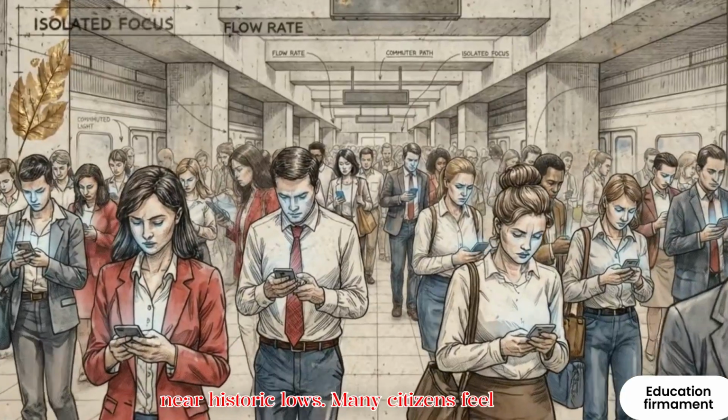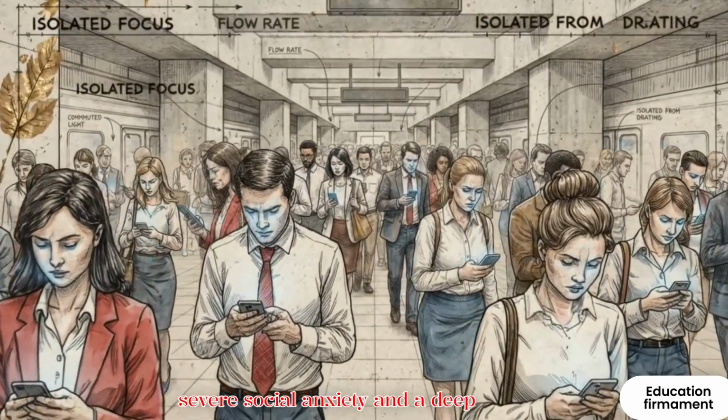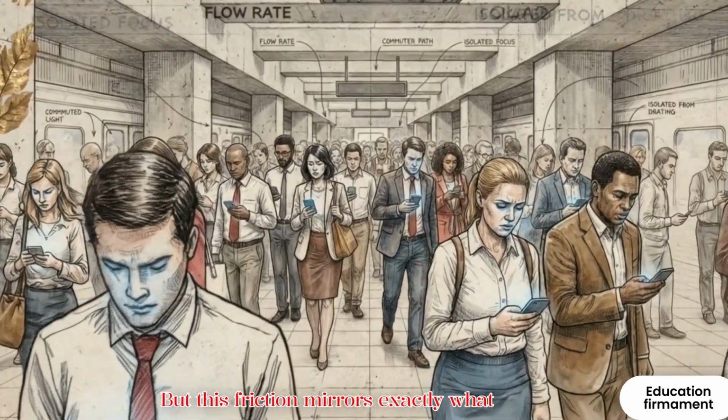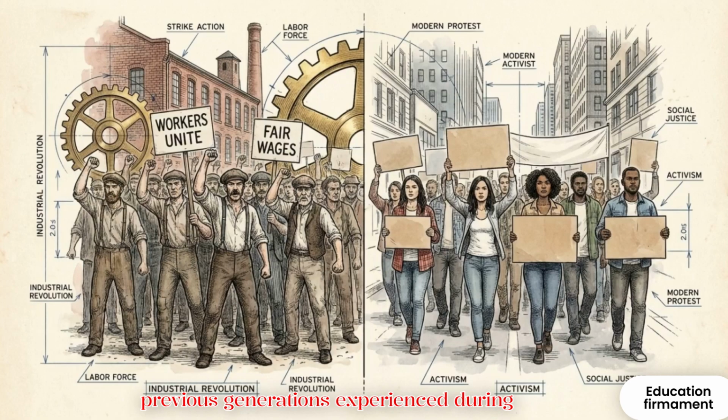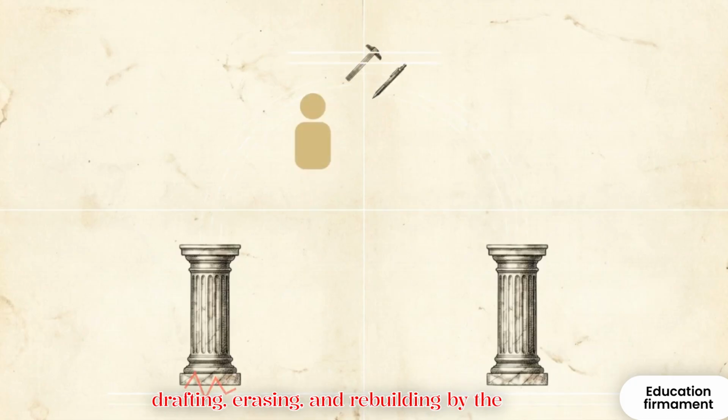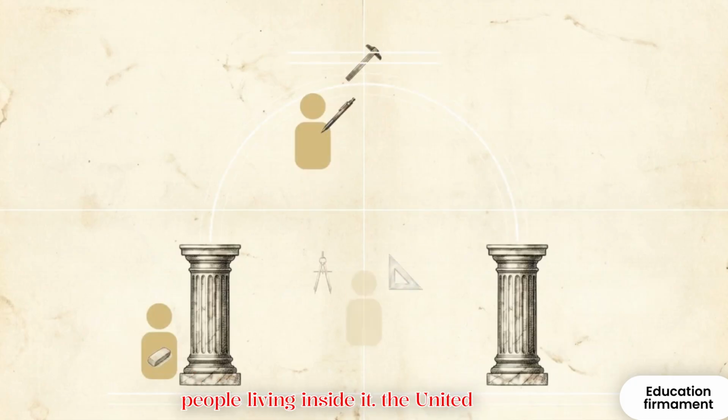Many citizens feel severe social anxiety and a deep cynicism toward establishment politics. But this friction mirrors exactly what previous generations experienced during the Gilded Age or the Civil Rights era. History is not a fossilized record. It is a living process. The American blueprint requires constant drafting, erasing, and rebuilding by the people living inside it.